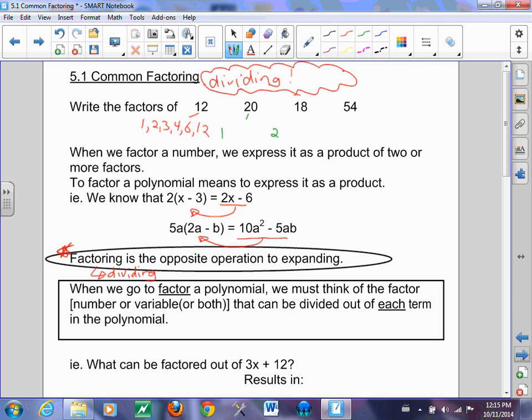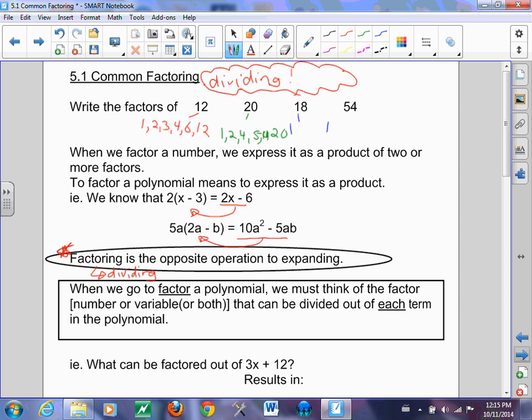1 times 20 gives you 20. 2 times 10, so I go opposites, right? 4 times 5. Okay, so that gives you all the factors we have. So 1, 2, 4, 5, 10, and 20. Okay, try the next two on your own. Let's try and see if you can do this.